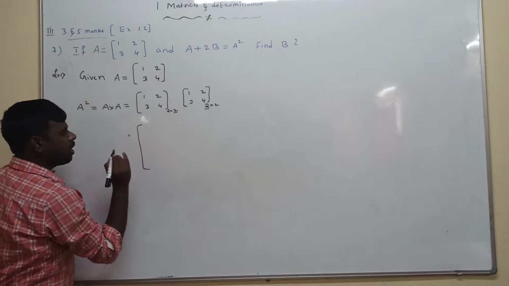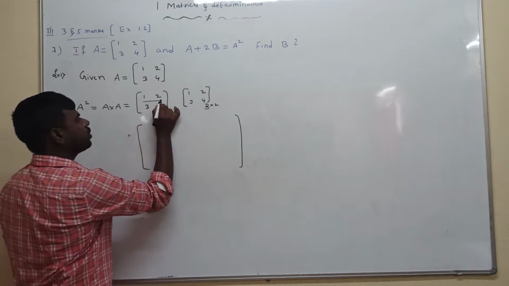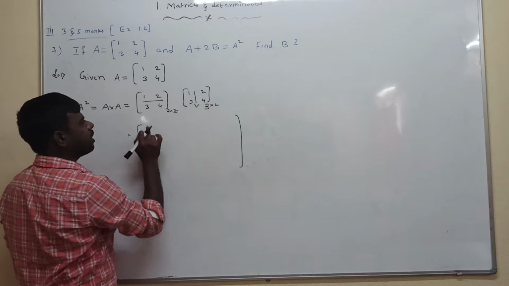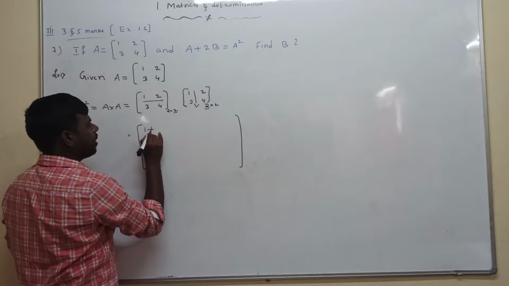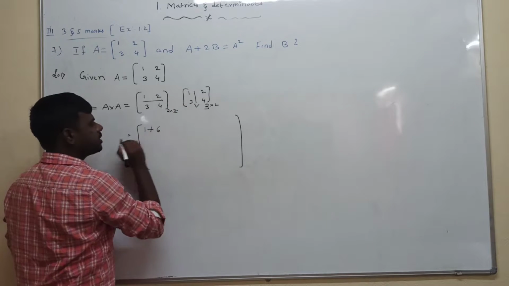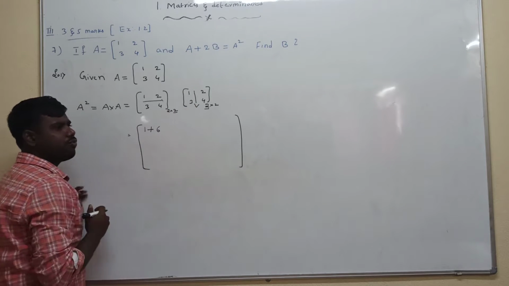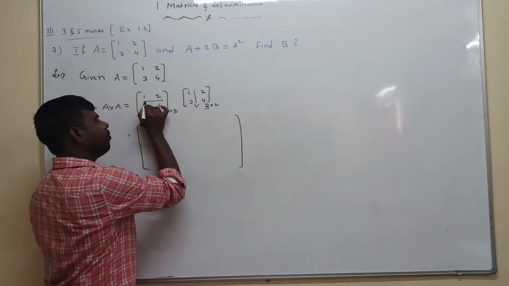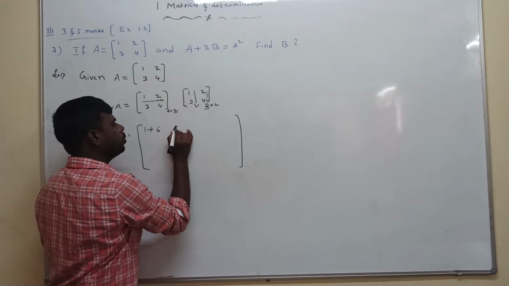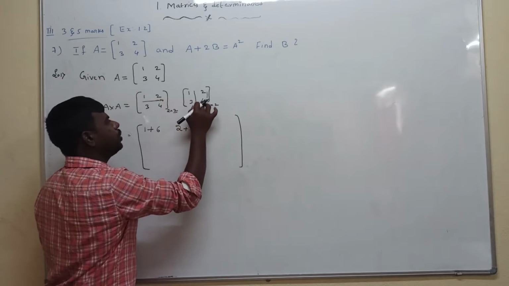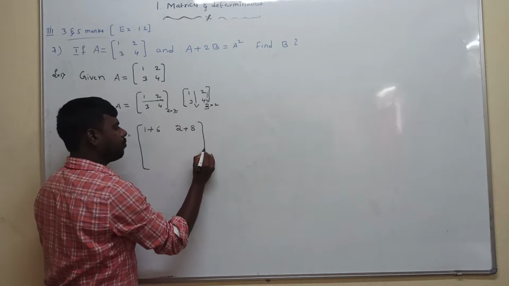Now, by applying the multiplication method, first take the product of the first row with the first column: 1 into 1 is 1, plus 2 into 3 is 6. That element we write in the first row. Next, the product of the first row with the second column: 1 into 2 is 2, plus 2 into 4 is 8.